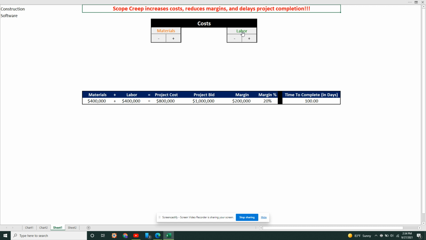And in this simple scenario, we're going to affect these fields, and I'm going to increase my labor cost by $10,000. That increases my project cost to $810,000. My profit margin is now $10,000 down. It went from $200,000 to $190,000. And in my scenario here, this 19% margin, this increased our timeline by 10 days because I'm going to assume in this example that our labor was something that was unforeseen and it was additional work.